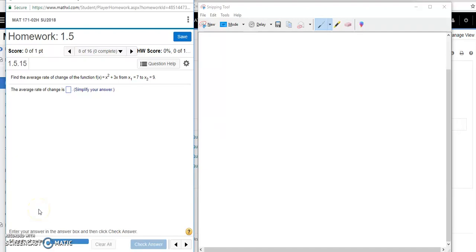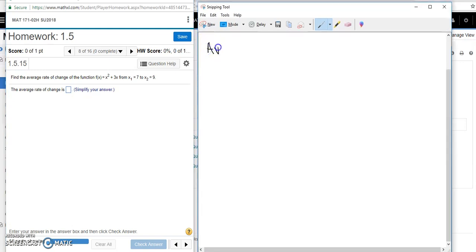Hello again. Today we're doing a question from section 1.5. This is question number 8 in 1.5. So again, yours might have different numbers, but it should be the same kind of idea. So I want to talk about, this is about average rate of change.